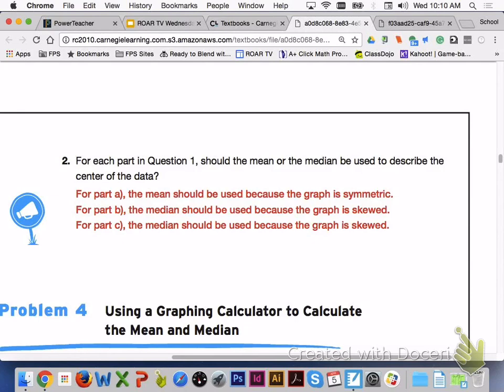This will conclude today's lesson 16.2 on determining when to use the mean, median, or mode.